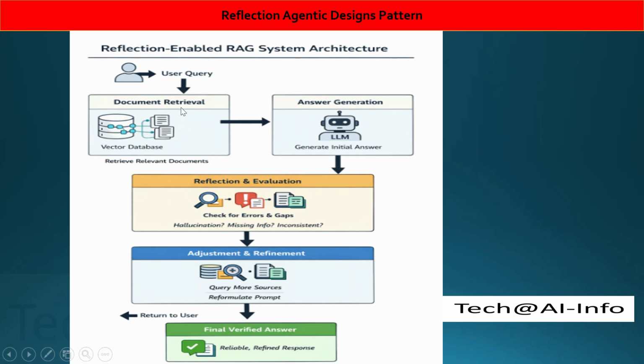Then it goes to document retrieval, that is the vector database. The user query is converted into an embedding. The system searches a vector database, Pinecone, FAISS, ChromaDB, and relevant documents are retrieved. So what is the purpose here? It grounds the system in external and factual knowledge.